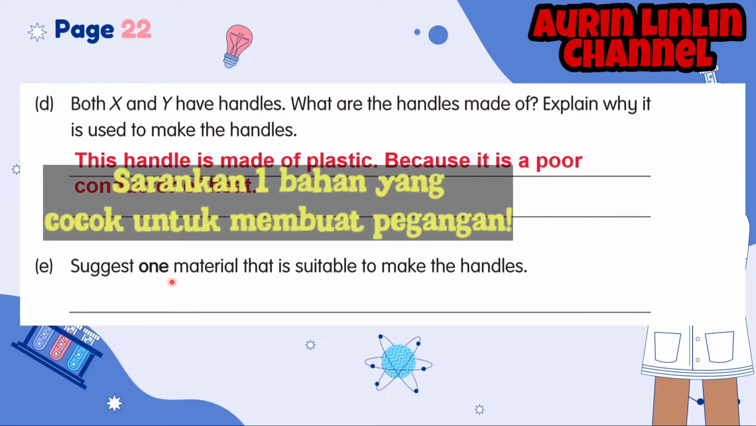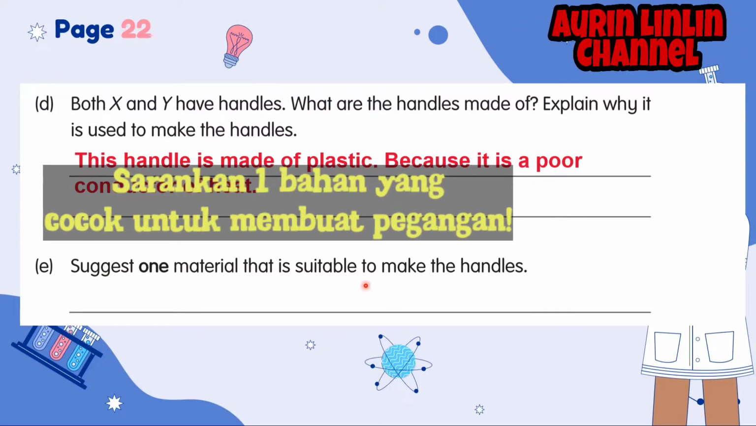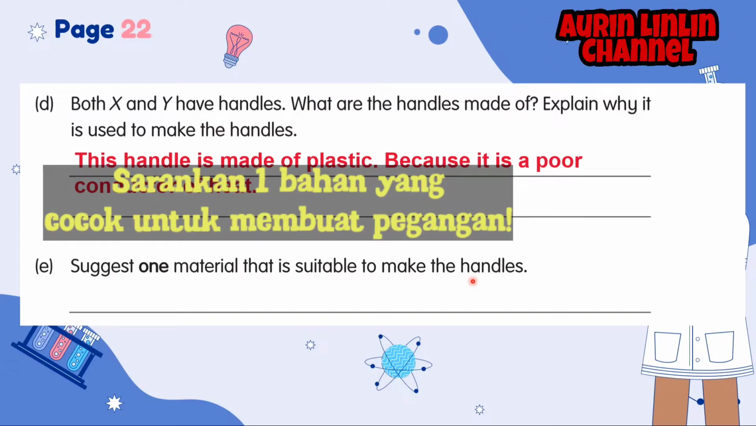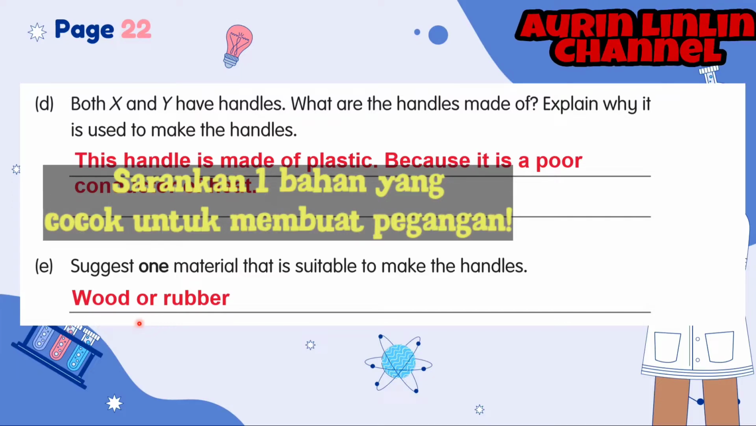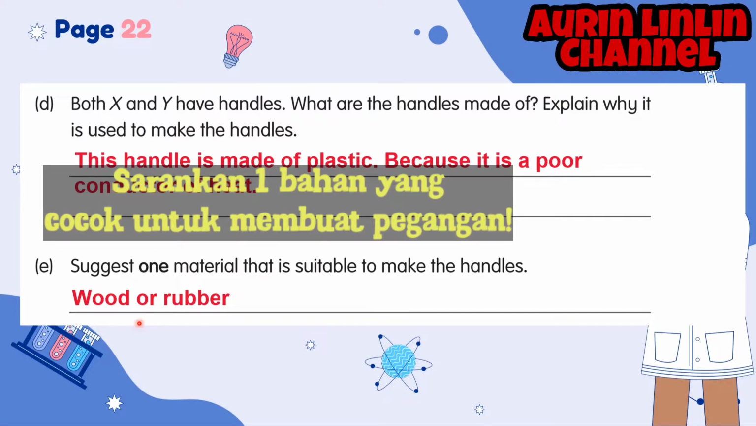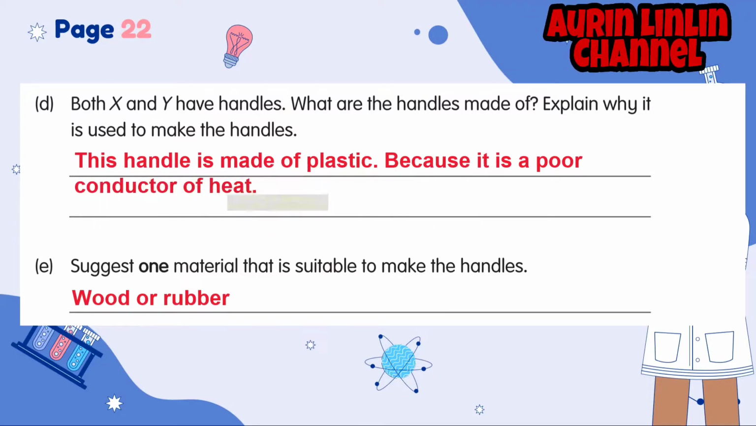Next, suggest one material that is suitable to make the handles. Besides plastic, we can use wood or rubber. You can choose the correct or the suitable material.